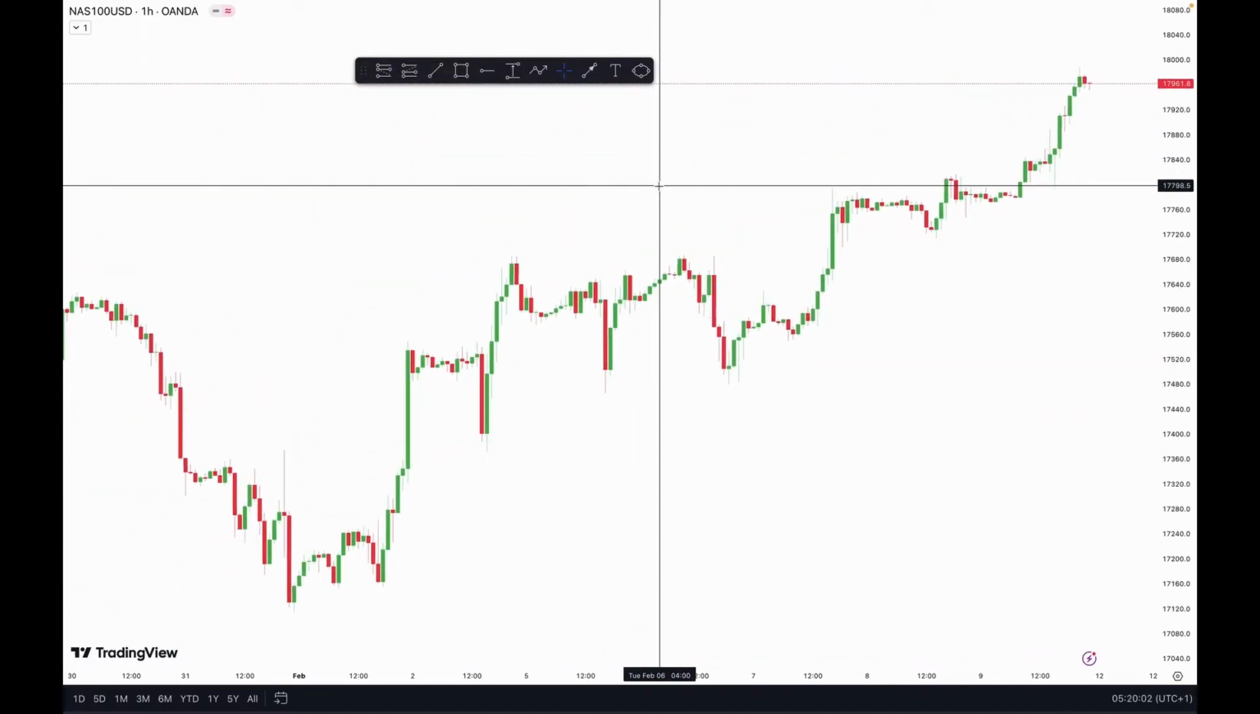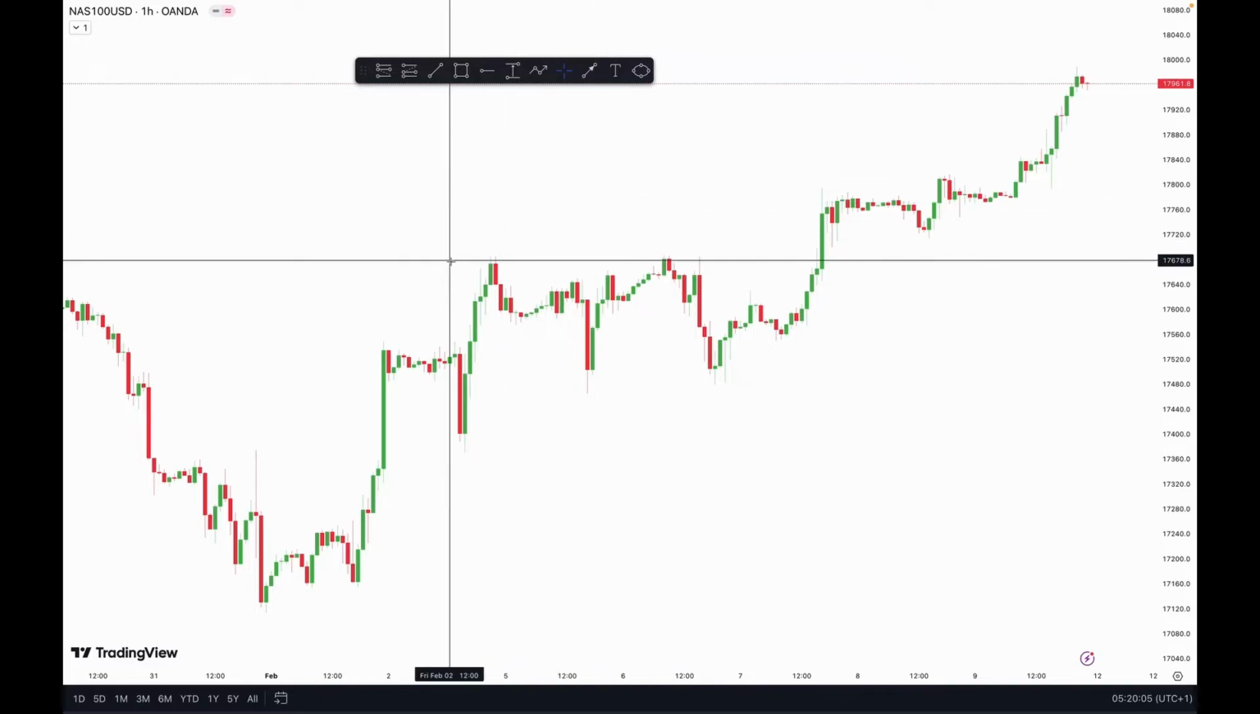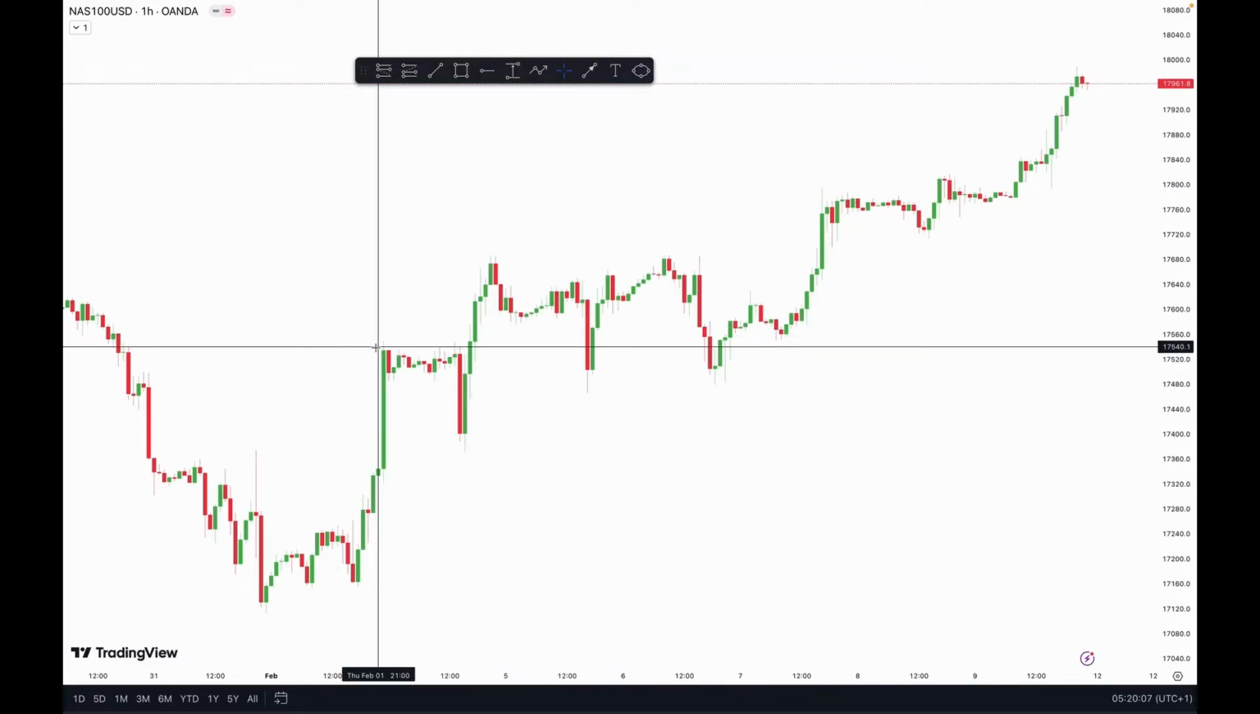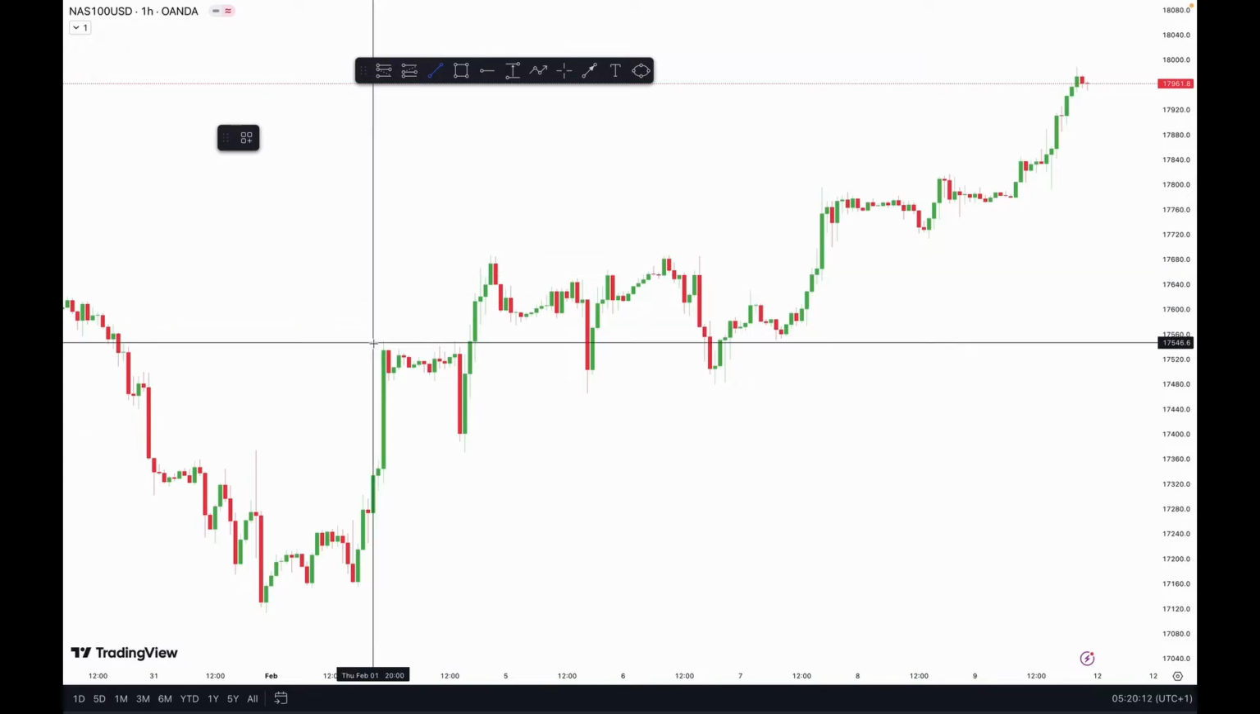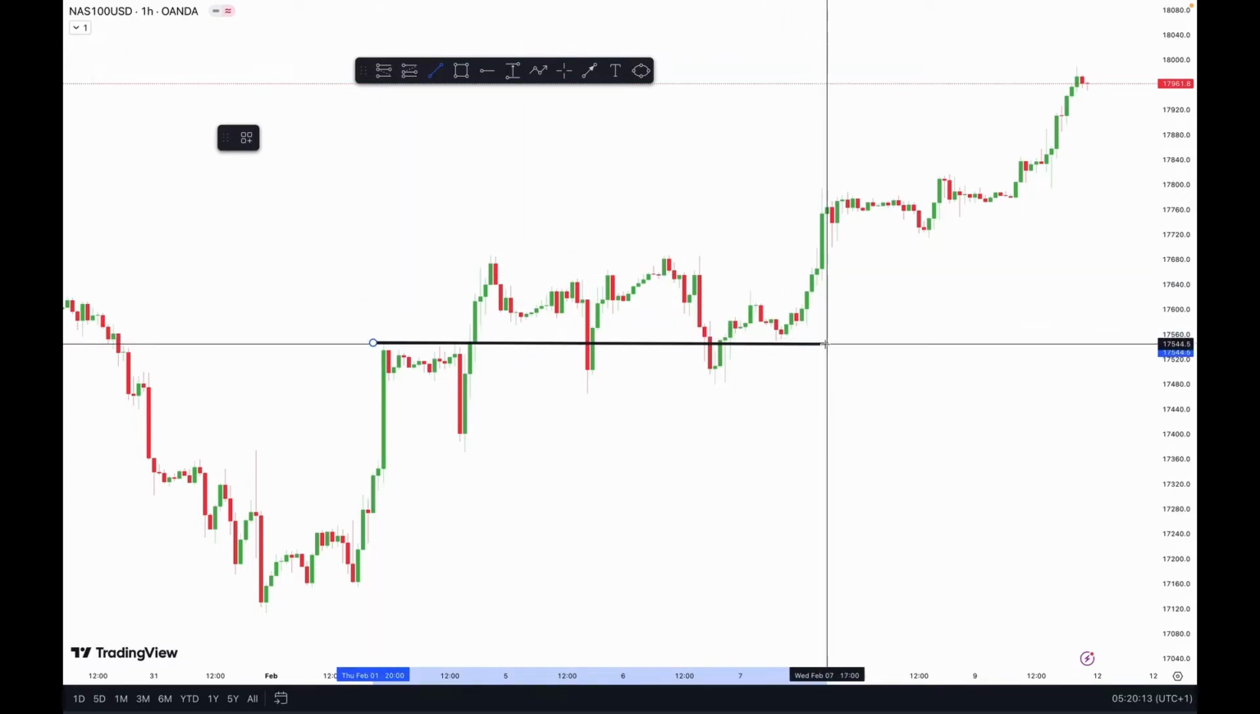So in this study, I took this trade on Nasdaq, and this was basically what I saw there.